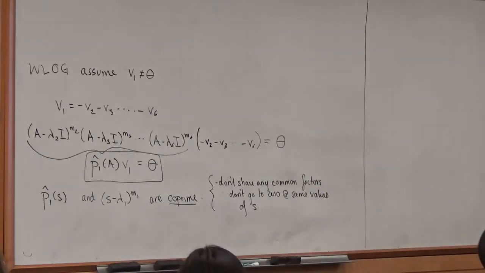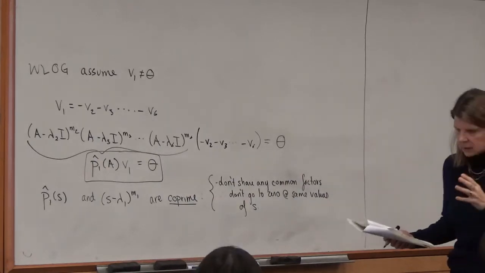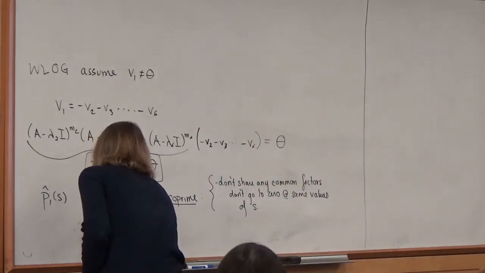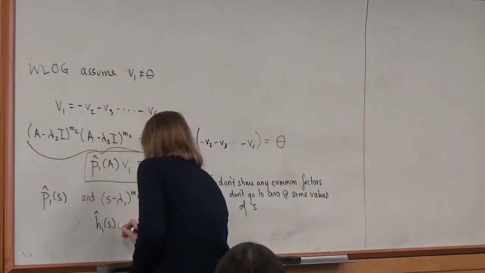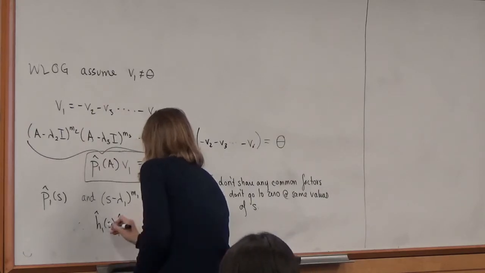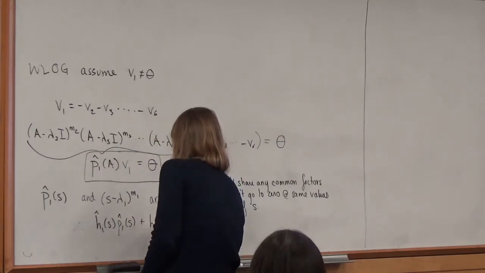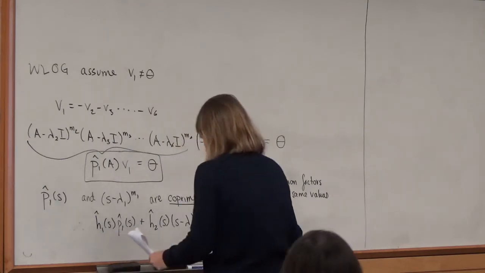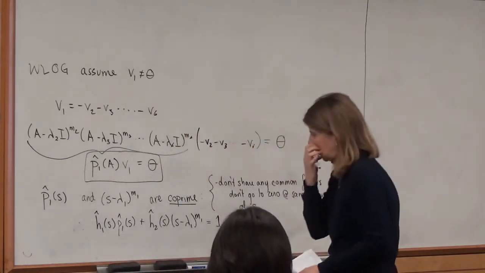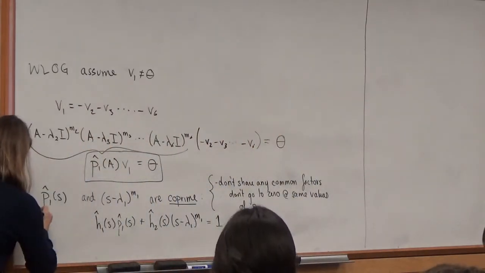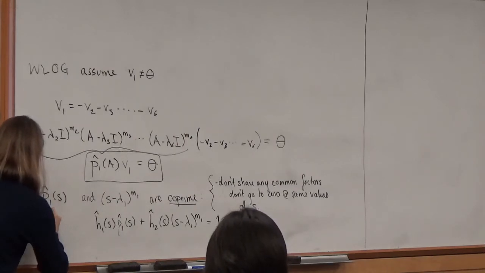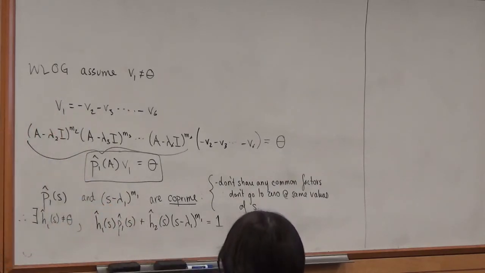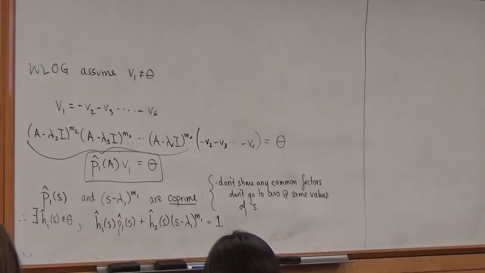So if you know that two polynomials are coprime, then there exist non-zero polynomials h1 hat and h2 hat of s, and I can write the following: h1 hat of s times P1 hat of s plus h2 hat of s times (s minus lambda 1) to the M1 is equal to 1. Therefore there exist polynomials hi hat of s not equal to the zero polynomial such that this is true. That's a consequence of them being coprime.